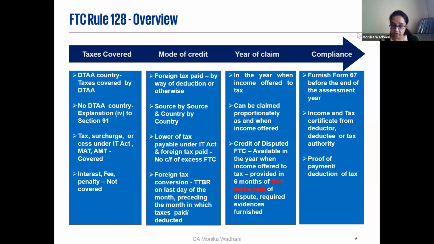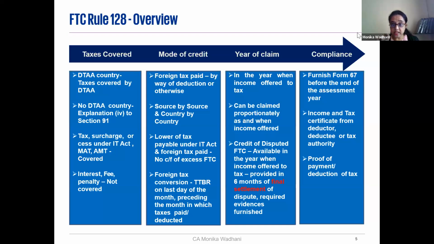Further, unlike some other countries, there is no mechanism provided under Rule 128 for carry forward of excess foreign tax credit. Foreign tax conversion, how it is to be computed, is now given under Rule 128. So you have to consider the TT buying rate on the last day of the month preceding the month in which taxes were paid or deducted.